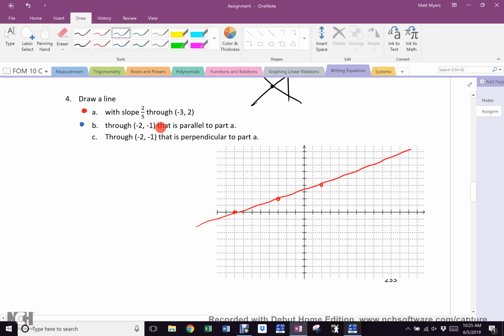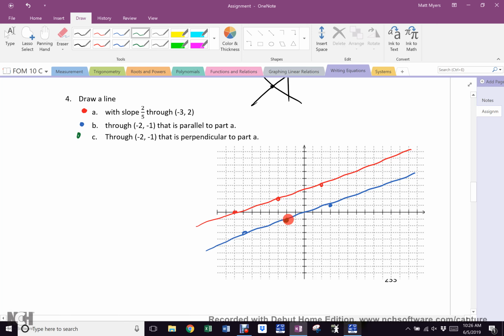Through -2, -1, that is parallel. How do I put my second dot? Up 2, right 1, 2, 3, 4, 5, or down 2, left 1, 2, 3, 4, 5. What do we know about those 2 lines? Same slope, so they're parallel, and are they ever going to touch? No.